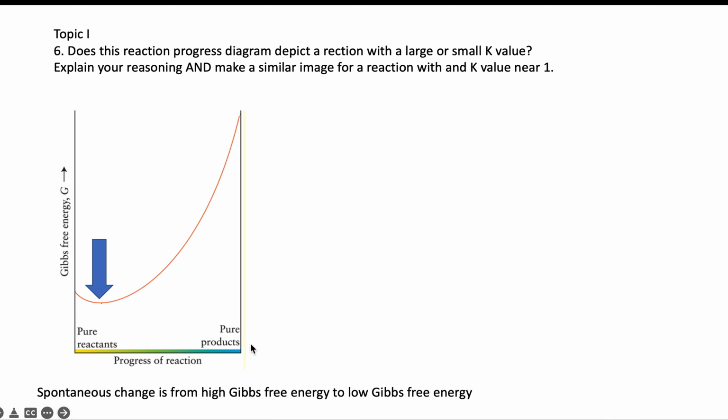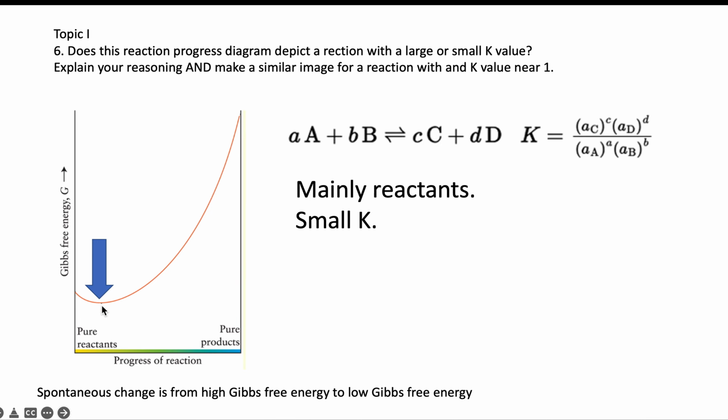So as I look at this, a spontaneous change is going from a high Gibbs free energy to a low Gibbs free energy. It's moving towards the minimum. So I would say when it reaches equilibrium, it's primarily reactants. So if I'm looking within my expression here, if it's mainly reactants, that means it's a small K. Got a larger value here that would have been in the denominator.